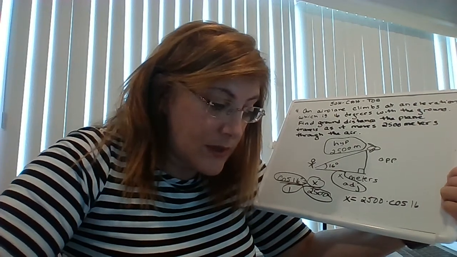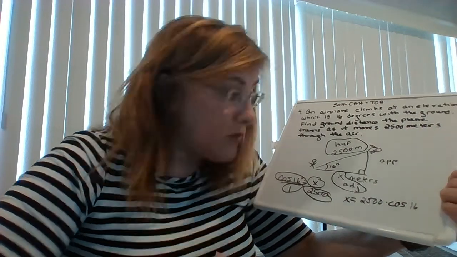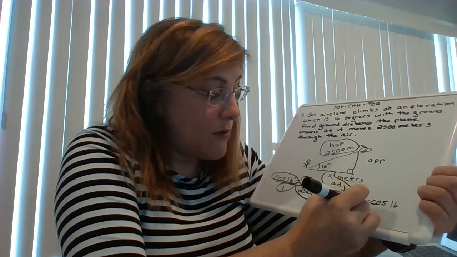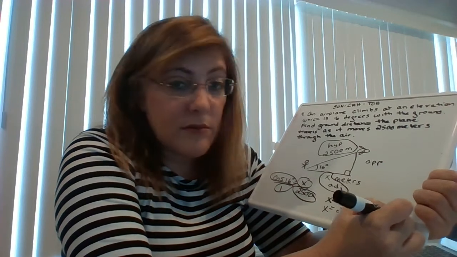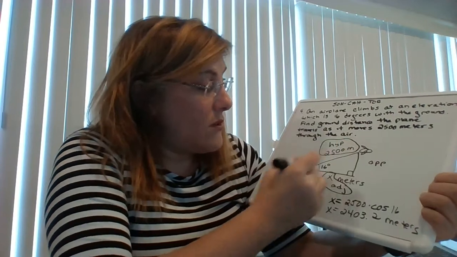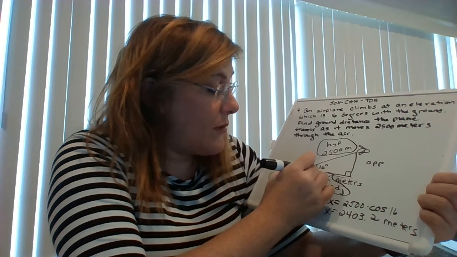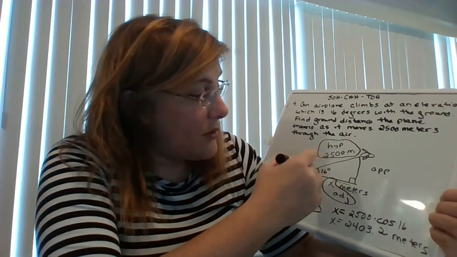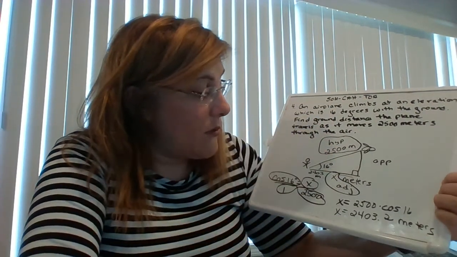2,500 times cosine 16, 2403.2. So x equals 2403.2 meters. Just like that. So this piece right here is going to be 2403 meters. And that kind of makes sense. Look at the picture. This is about 2,500. This is about 2403.